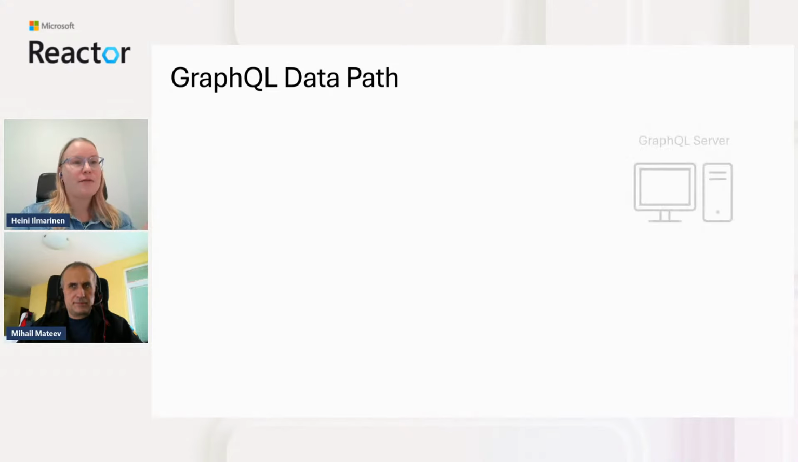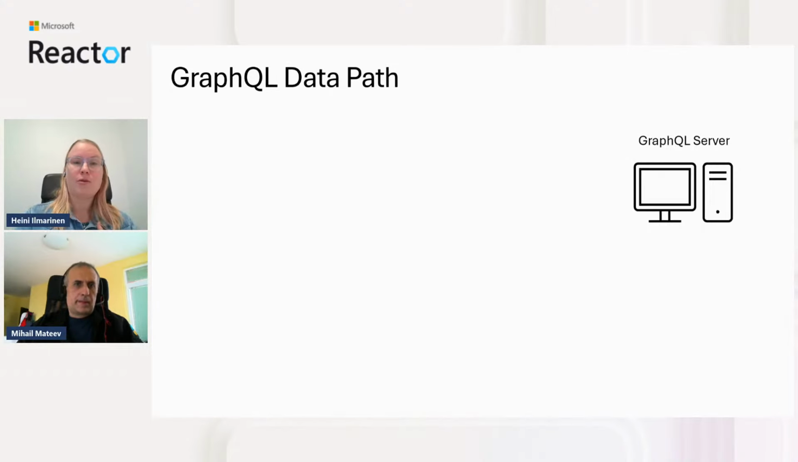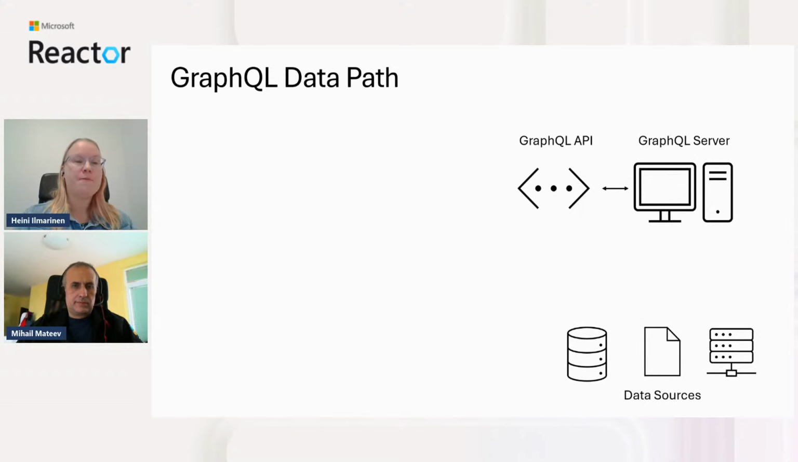So how does GraphQL work? GraphQL works so that there is a GraphQL server, and then you are able to define a GraphQL API. That GraphQL API communicates with a GraphQL server, and then that communicates behind the scenes to the different supported data services that we could use as the backend for our API.